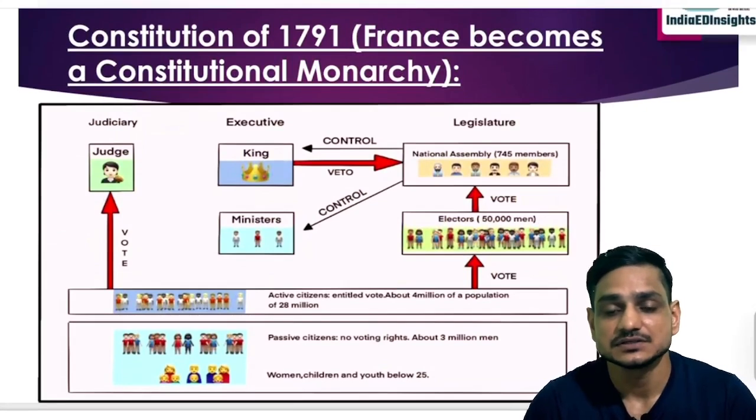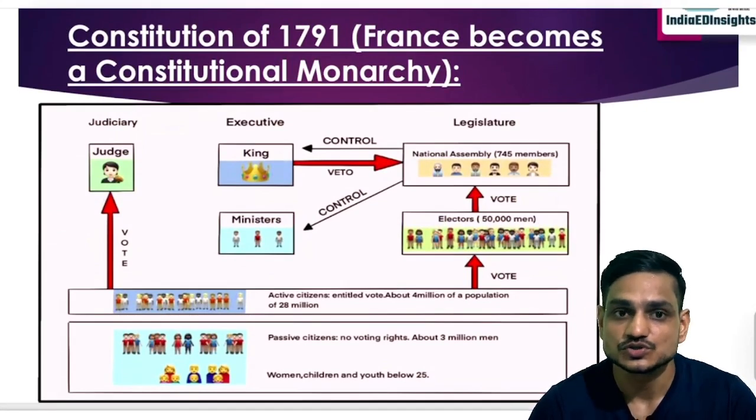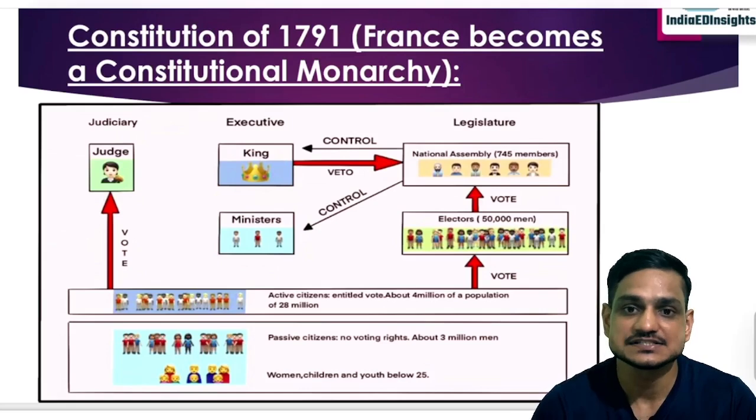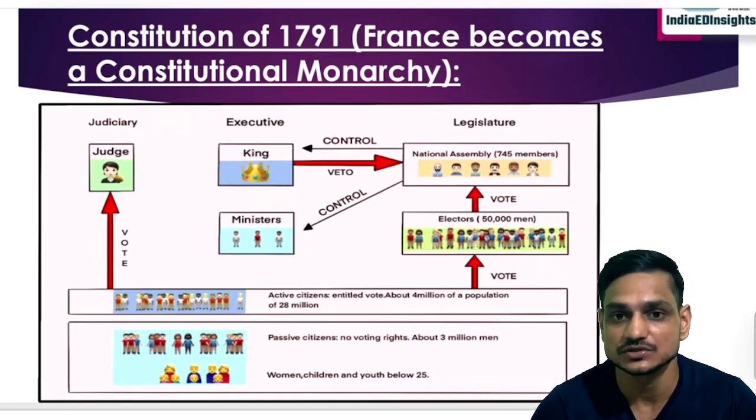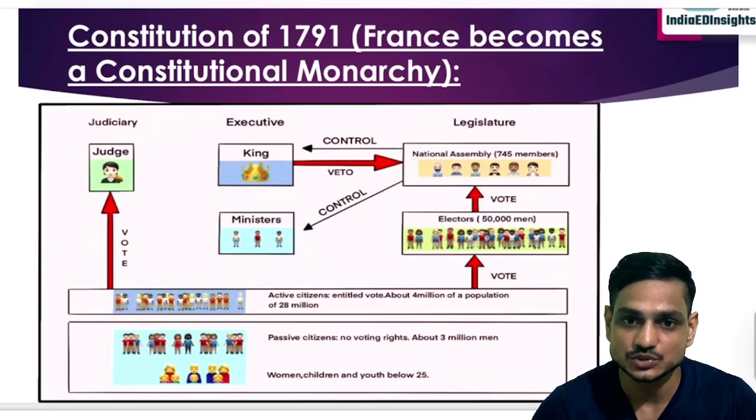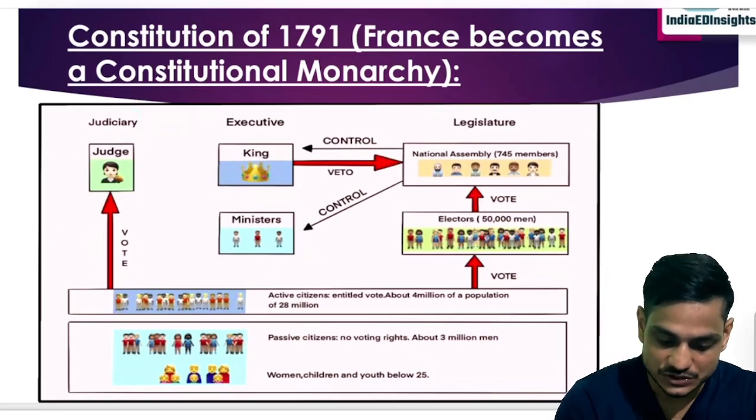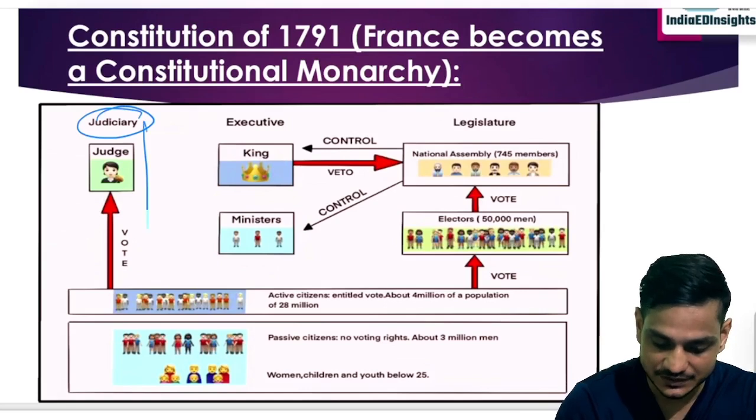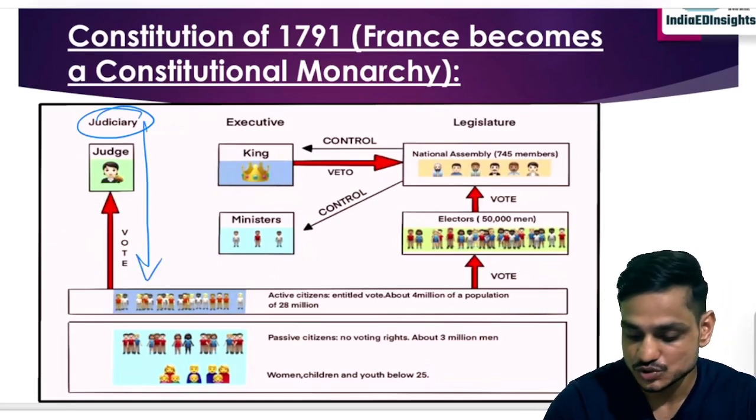So this image is directly taken from the NCERT book. So Constitution of 1791. This image best describes the Constitution of 1791. You already know there are three organs of the government. First one is judiciary, second one is executive, and third one is legislature. So the judiciary is directly elected by the active citizens.